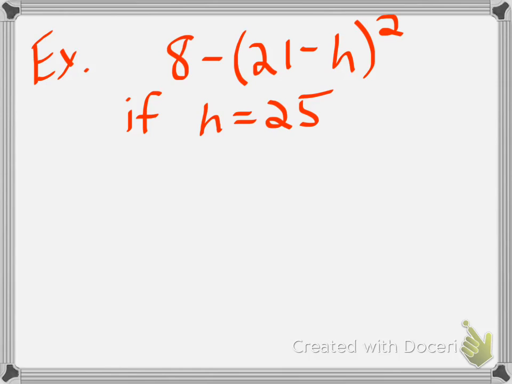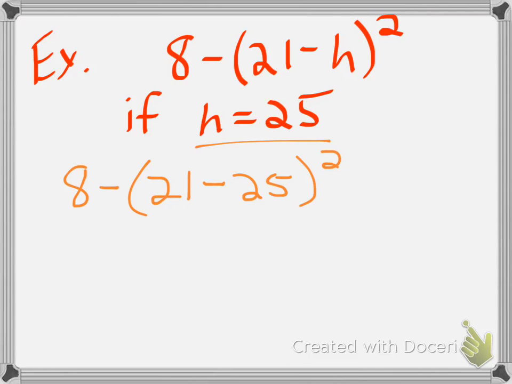Let's do another example. Here's another one. Now, if you want to, you can try this by yourself before you start. So go ahead and pause the video and then try it real fast. Alright, now that you've tried it, let's try it together. First of all, we're going to put h equals 25. So 25 in for h. So 8 minus, open parentheses, 21 minus 25, close parentheses squared. So parentheses first. Here they are. Let's do them first.